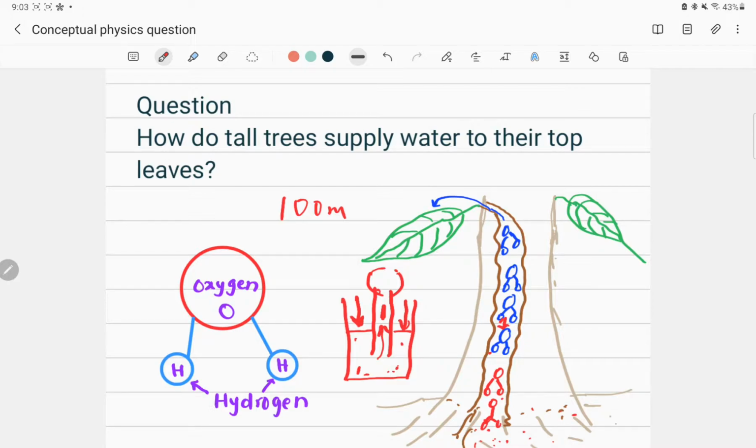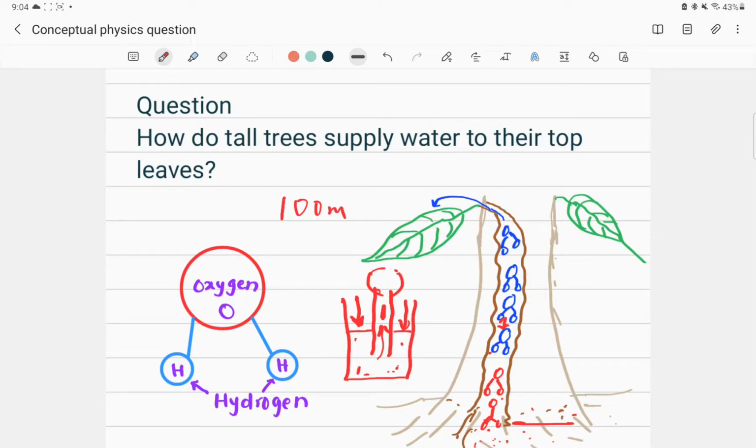But this atmospheric pressure is not sufficient to raise the water from the roots to the leaves of a very tall tree, isn't it? Because this is really high, 100 meters, more than that. It's too high, right? The atmospheric pressure is not sufficient to raise water from roots to the leaves. So what other force is there?